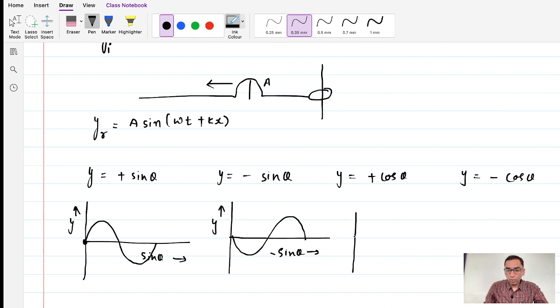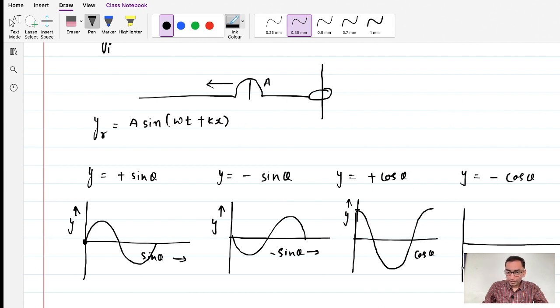In the same way, the cos theta graph starts from plus 1, goes till minus 1 and then like this. So this is the y equals cos theta graph, and minus of that is going to get flipped like this, the y equals minus cos theta graph.